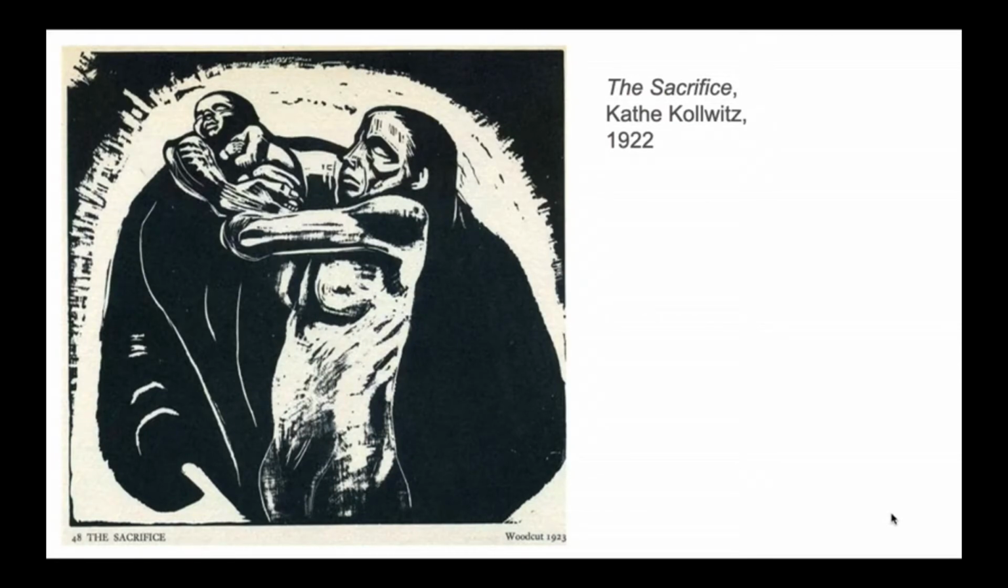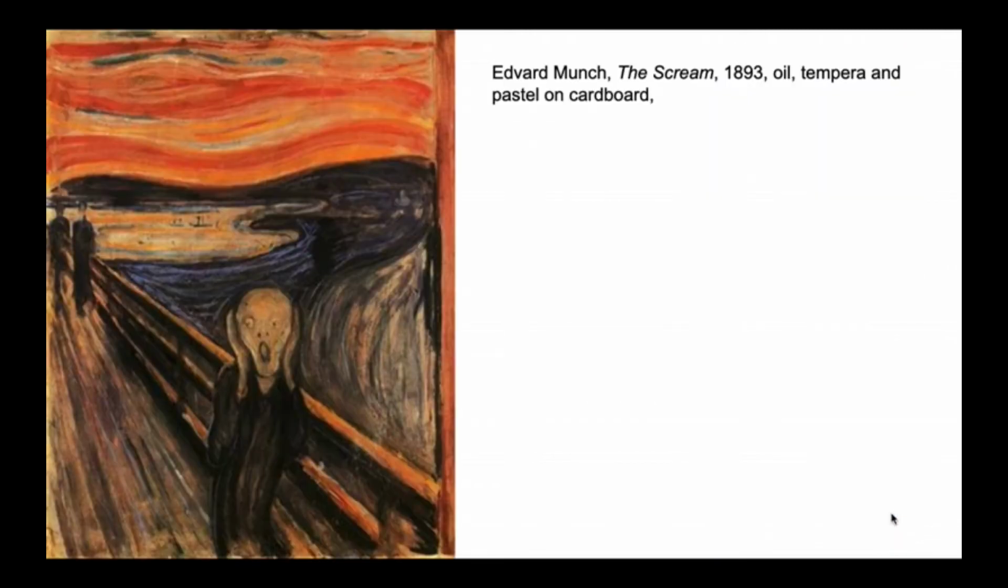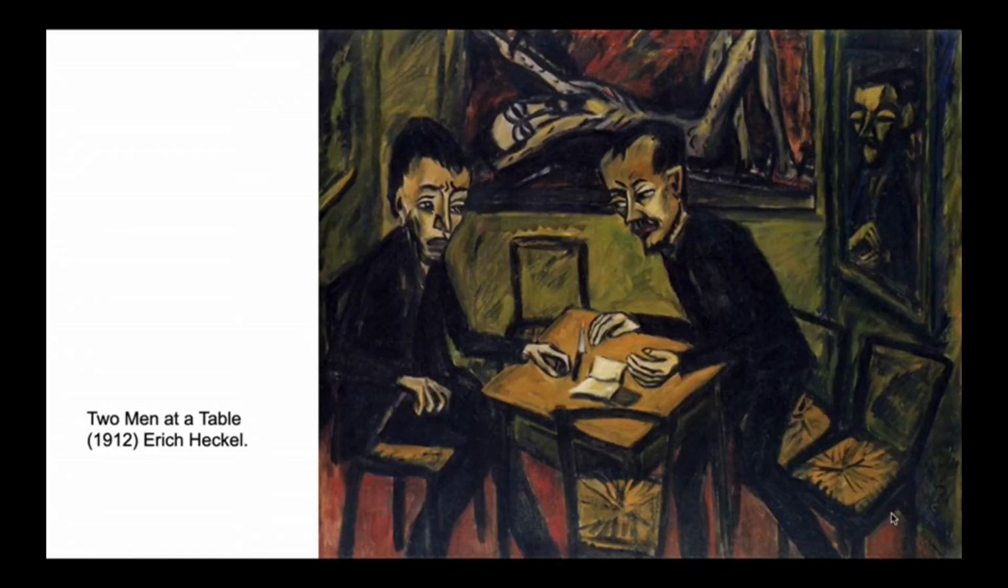The Sacrifice by Käthe Kollwitz. Just the profound sadness that's depicted using this type of style of art. Old Man and the Noose. Munch, The Scream, and Two Men and a Table by Erich Heckel.